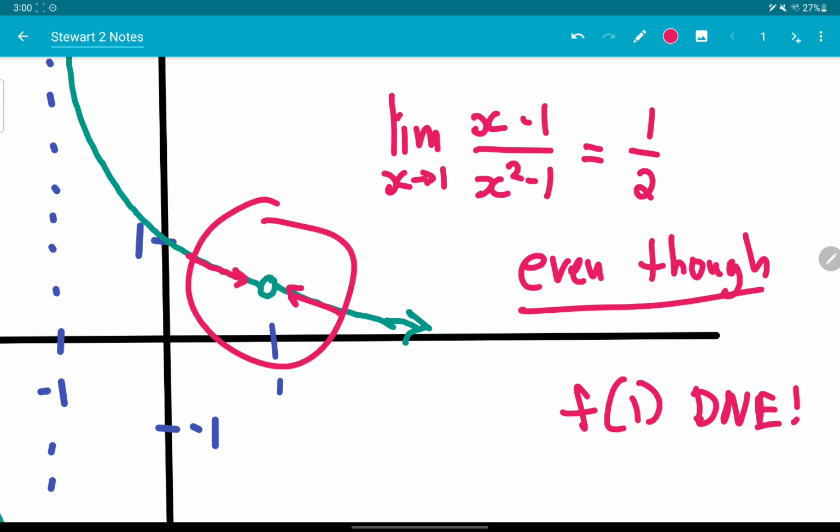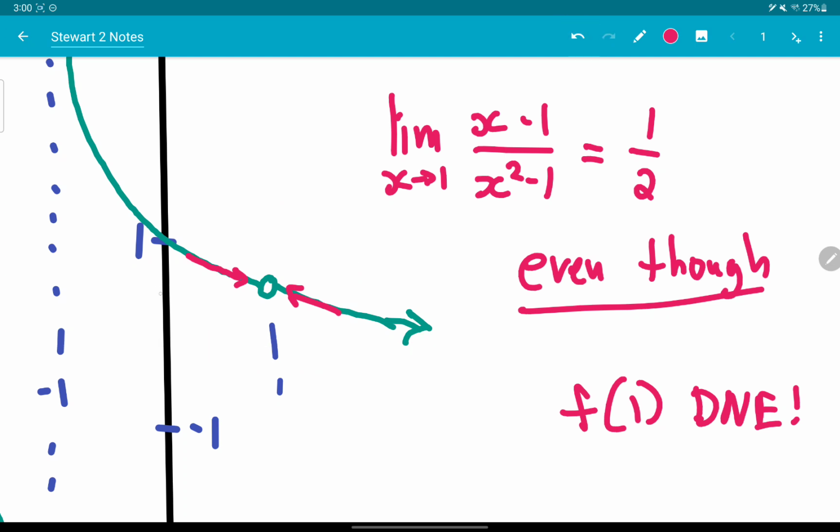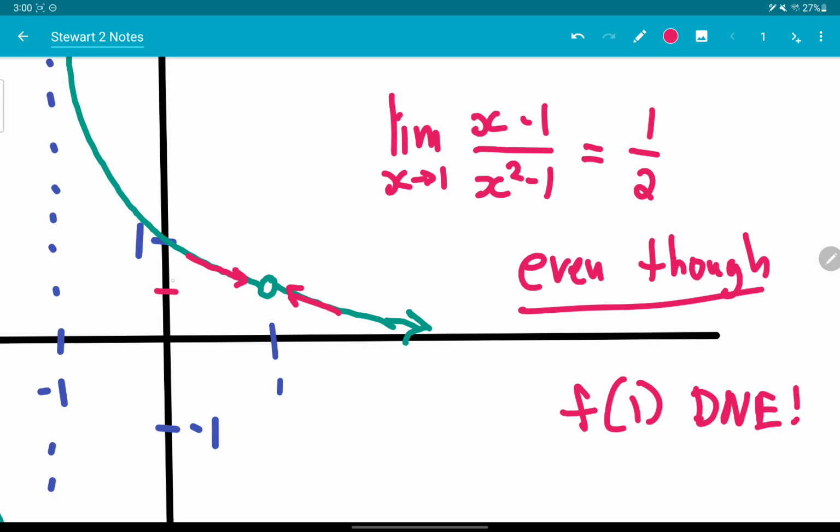Looking at these arrows, I can see when x approaches 1, the y values do approach a half here. But the function itself doesn't exist. Or you could put it this way, you could say the function approaches a half, but it never gets there, right? It never gets there, but we don't care. For a limit, we don't care.